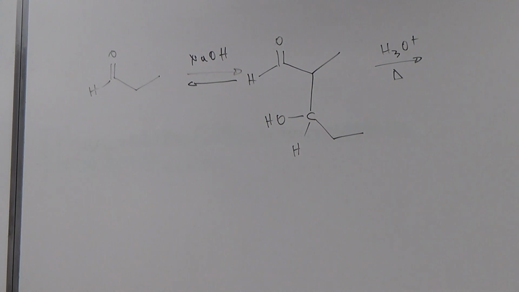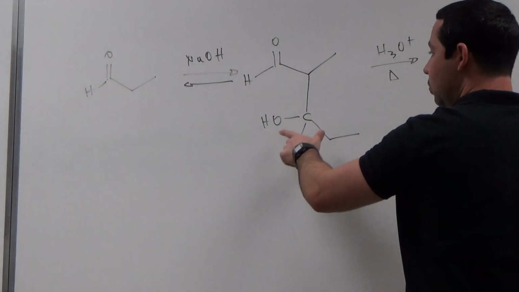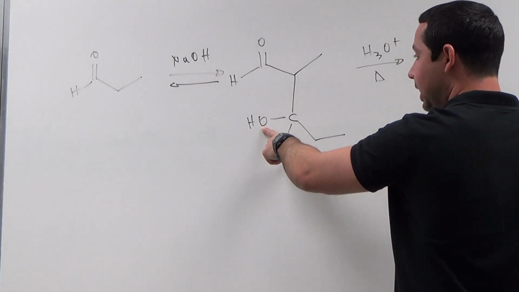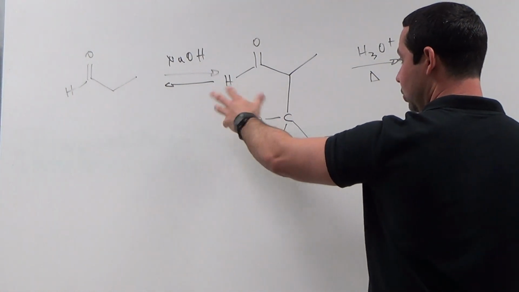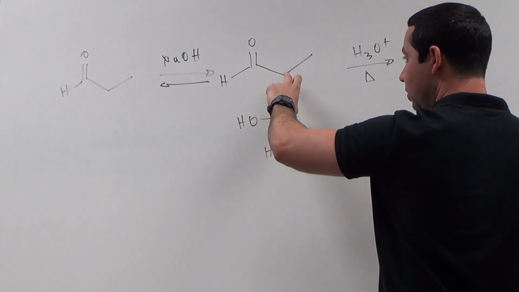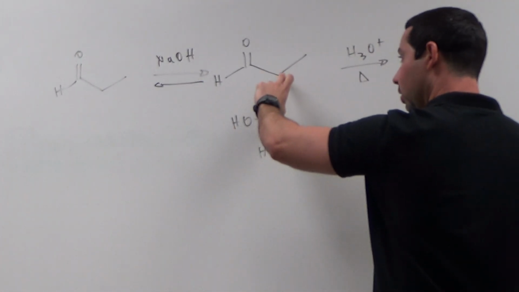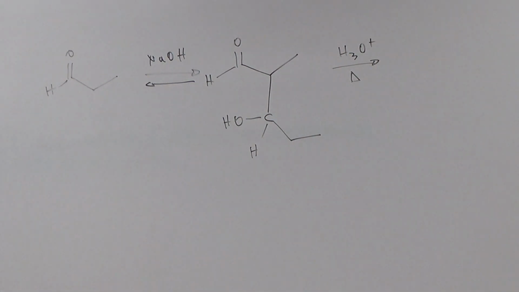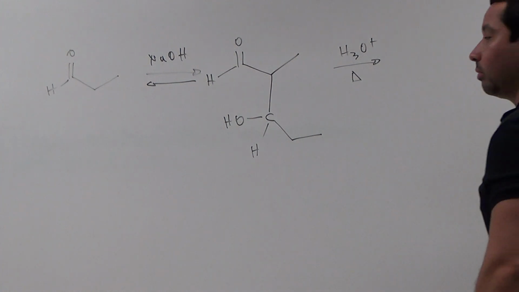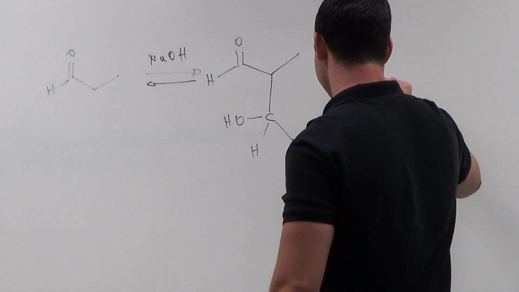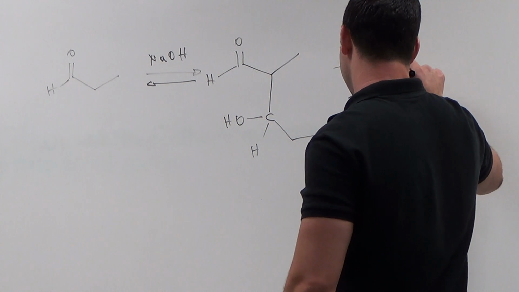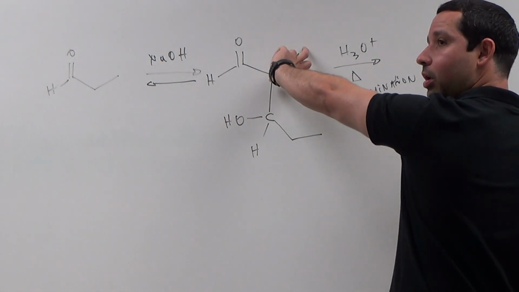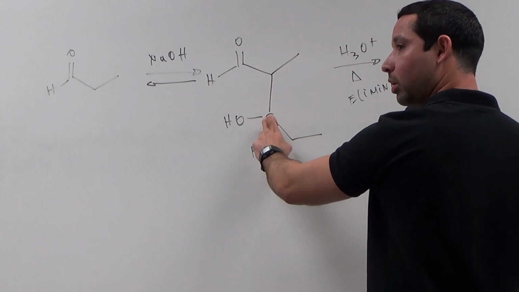Now, if you add H3O+, what is going to happen is this is going to get protonated, and then when you start heating it, this is going to leave, and you are going to form a double bond where? Here or here? Guys, where are you going to form a double bond? Between the alpha and the beta. Here? No. No. No? Here? No. Why not?